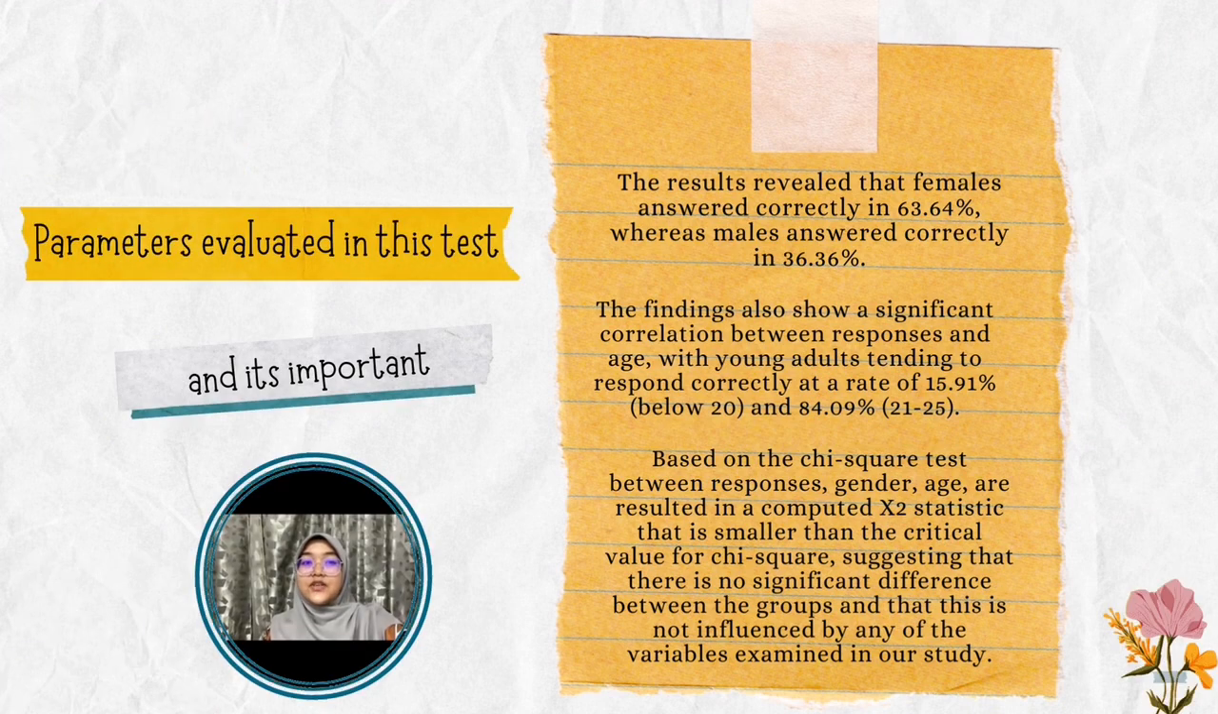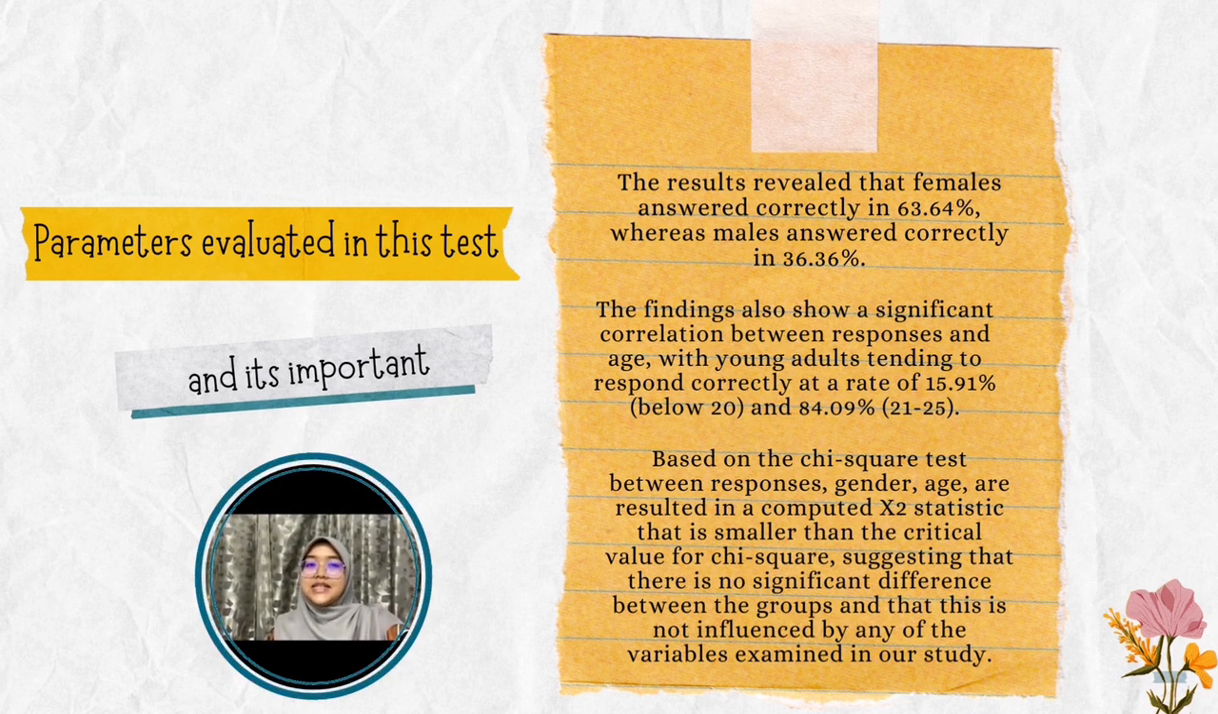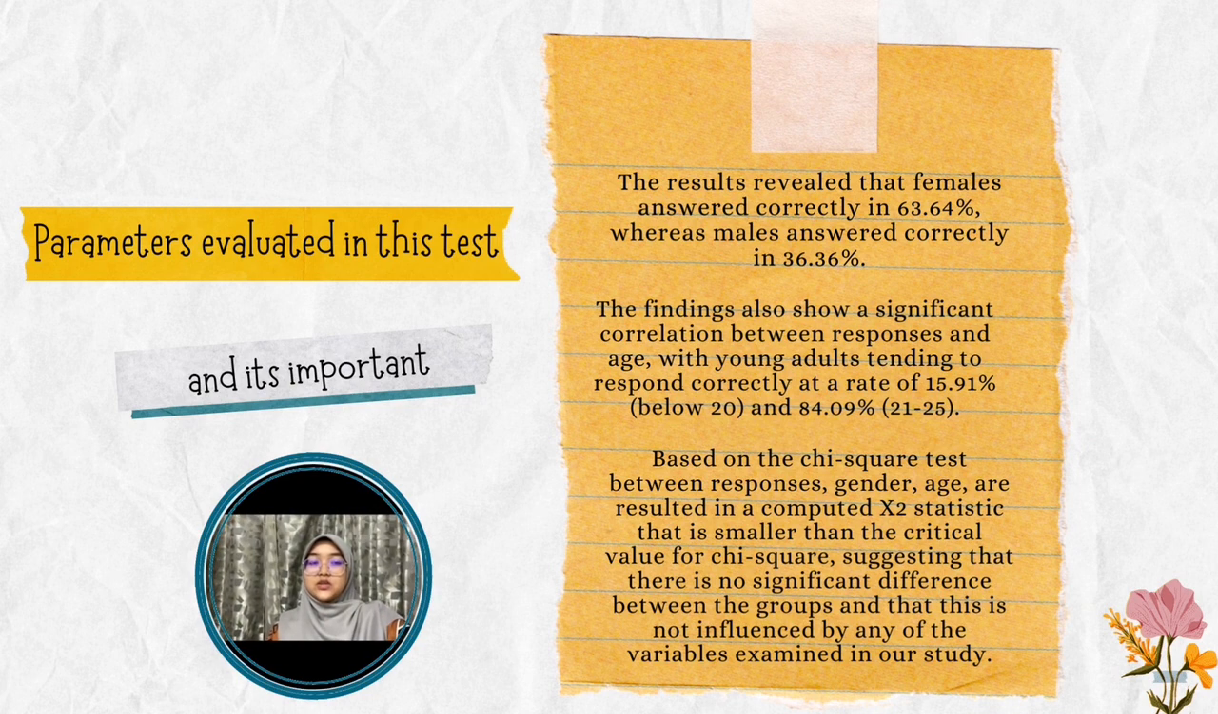For the discussion, the first one is the parameters evaluated in this test, and it's important. The different paired comparison test results are analyzed using the chi-square test to assess the association between the response and the parameters gender and age. The result revealed that females answered correctly in 63.64%, whereas males answered correctly in 36.36%. The finding also shows a significant correlation between response and age, with young adults tending to respond correctly at a rate of 15.91% below 20 years old and 84.09% for 21 to 25 years old.